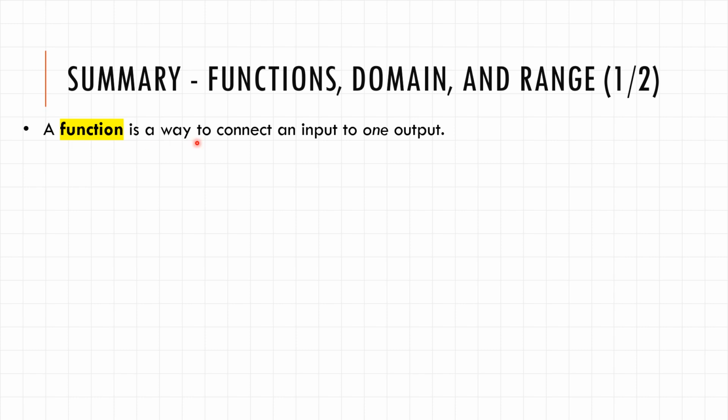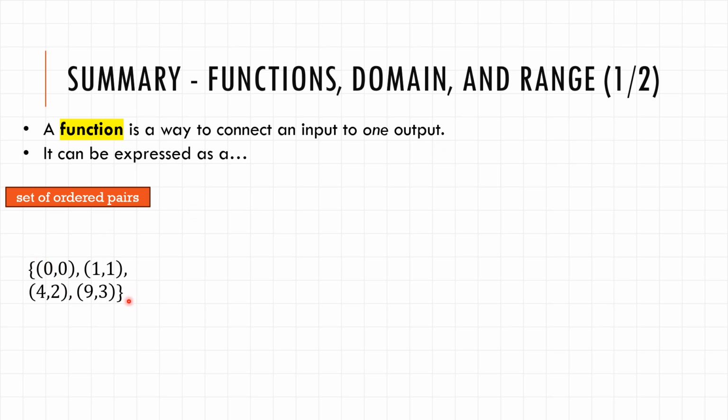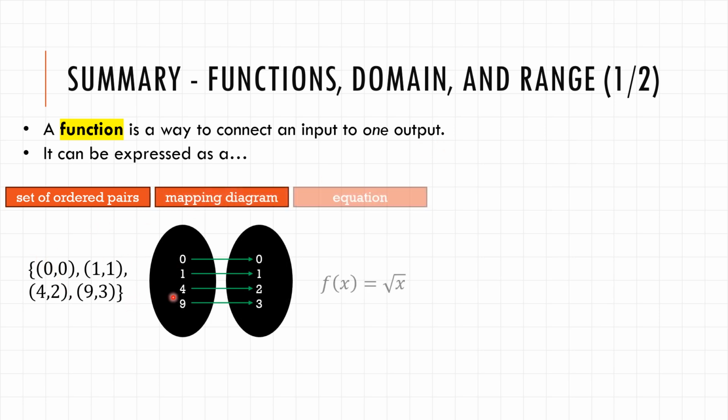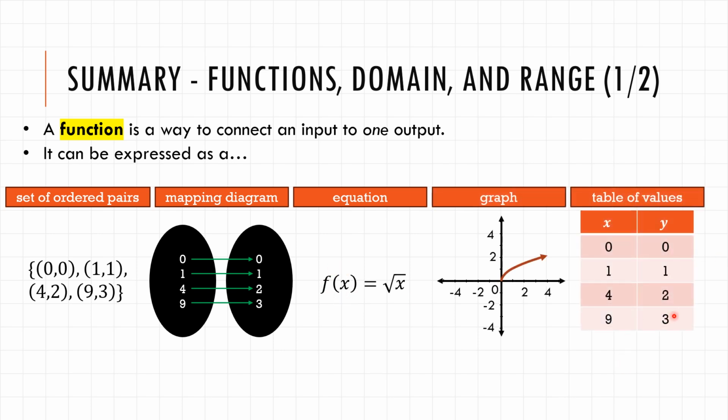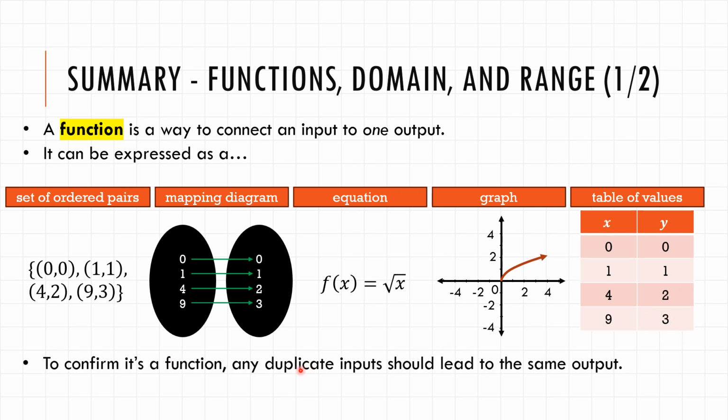So just to summarize that, a function is a way to connect an input to one output. It can be expressed as a set of ordered pairs within curly brackets, a mapping diagram, an equation that uses function notation, a graph, or even a table of values, which we didn't really go into much detail today. If you want to check that something is a function, if you find any duplicate input, so anytime the x value appears more than once, they should still lead to the same output, the same value of the dependent variable.